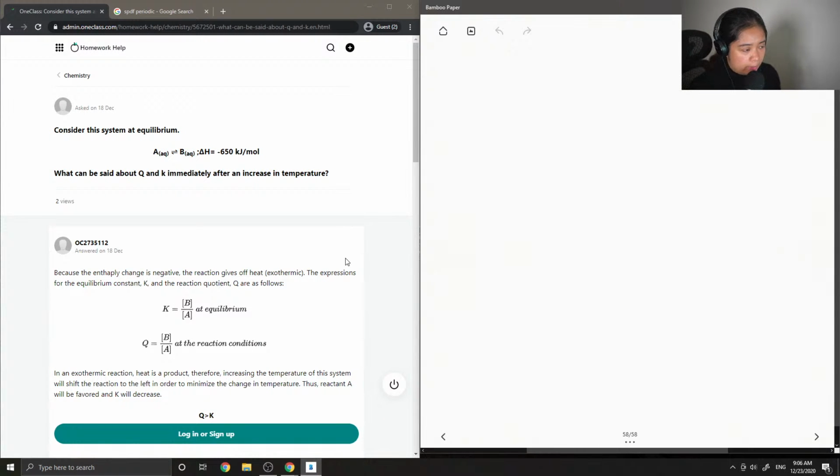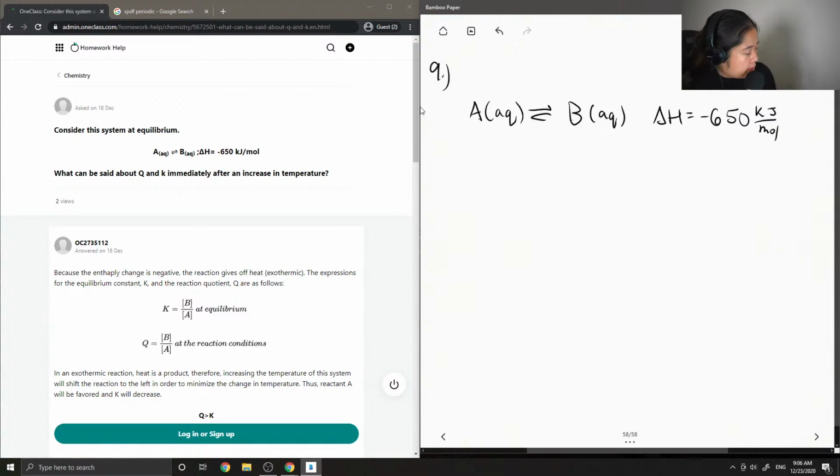Okay, so question 9. Consider this system at equilibrium. So we have A is in equilibrium with B. And its delta H value is equal to negative 650 kilojoules per mole. And then the question asks, what can be said about Q and K immediately after an increase in temperature?